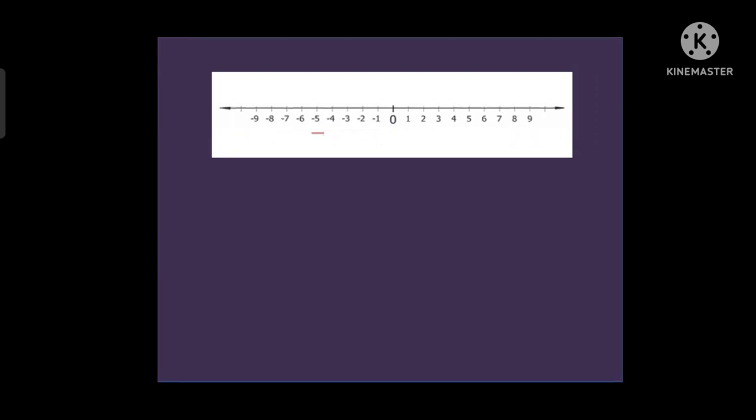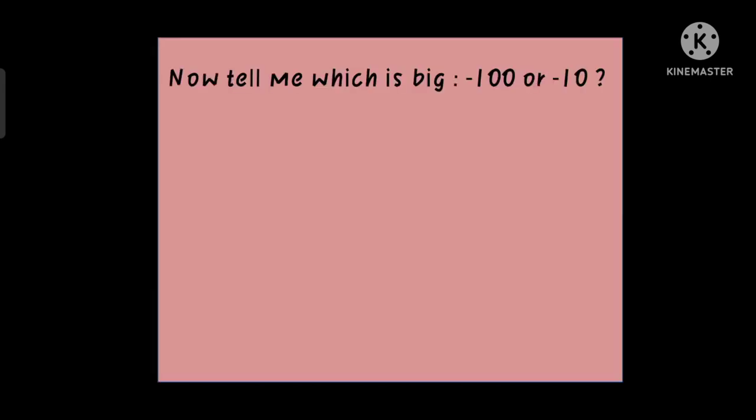Exactly the same rule is applicable for the left side of the 0 too. That is, the numbers get smaller and smaller when we move to the left direction and get bigger and bigger when we move to the right direction. So we can say that -3 is less than -2, -2 is less than -1, and -1 is less than 0. Now tell me, which is big, -100 or -10?